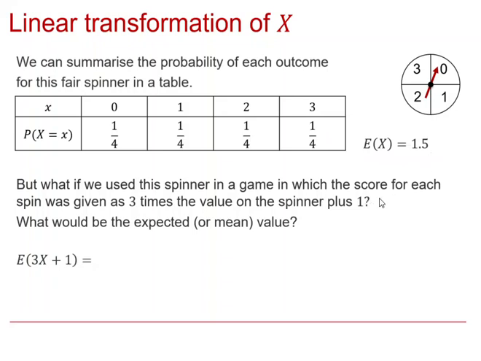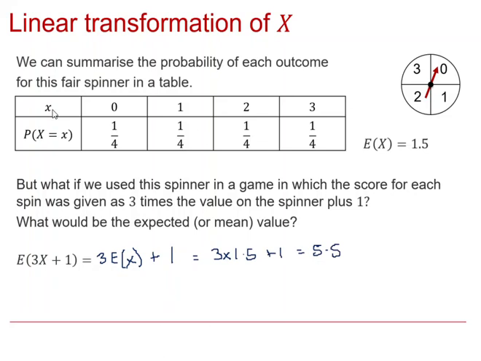Now what if we do a transformation for x, and rather than considering the expected value for x, the score on the spinner, we look at the score as 3 times the value of x plus 1. What would the expected value for 3x plus 1 be? You should recall from previous work on expectation that that is 3 multiplied by the expected value of x plus 1, which would be 3 multiplied by 1.5 plus 1, which is 5.5.